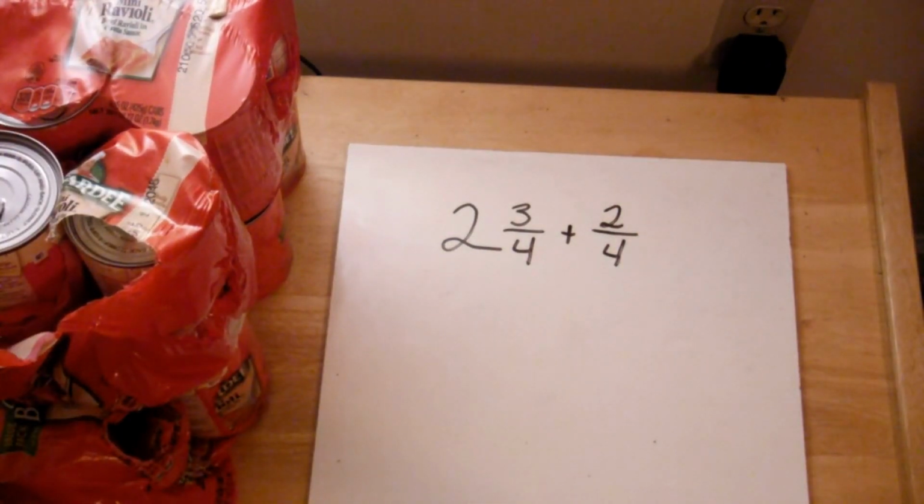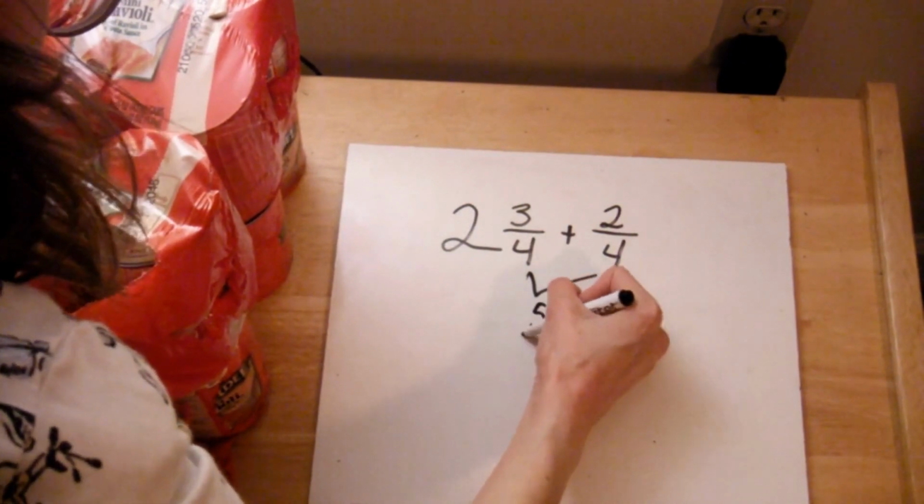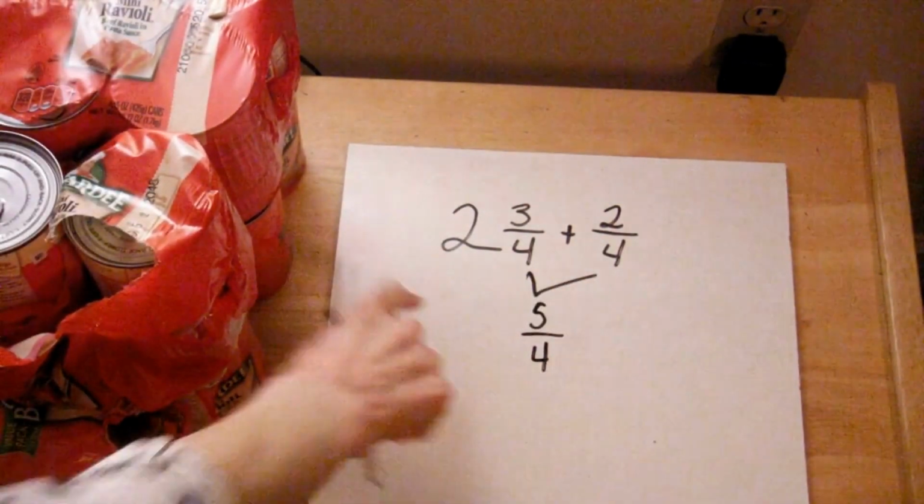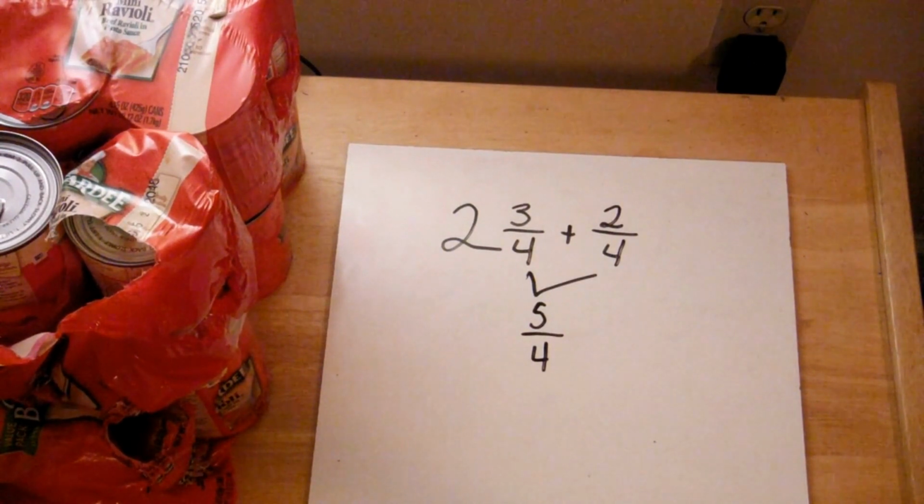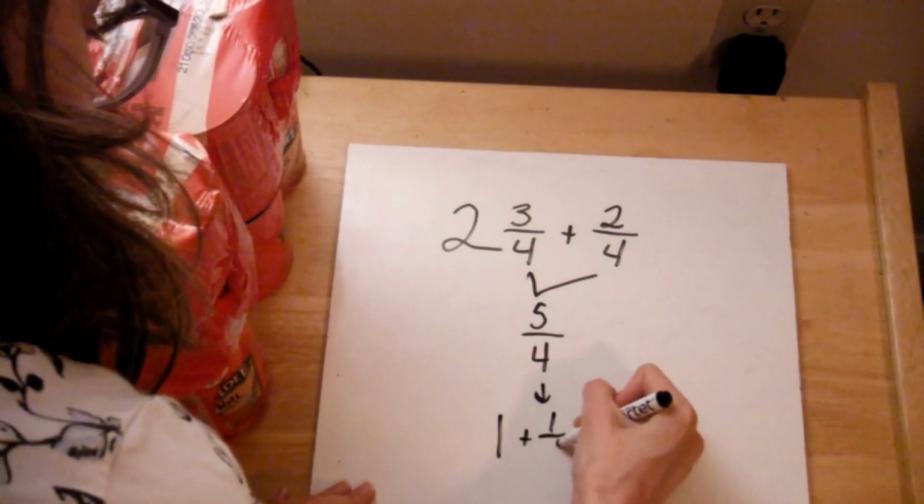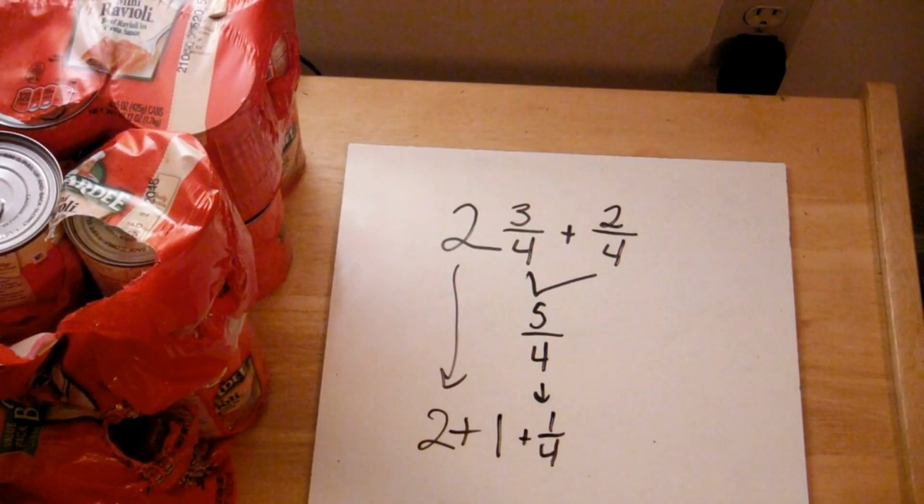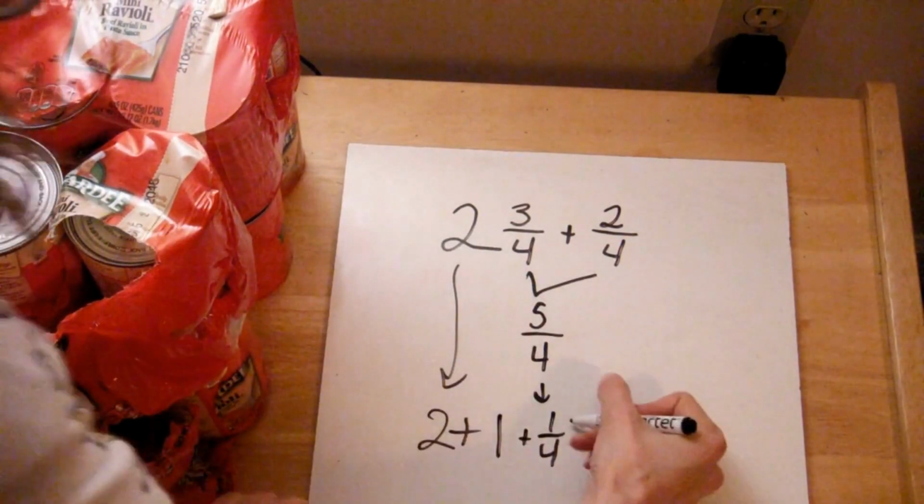What I suggest doing is adding your fractions first and then your whole numbers. That way, if your fractions end up equaling a whole, it's easier to carry it over into the whole numbers and add it in. Our 3/4 plus 2 fourths is 5 fourths. So we have 2 and 5 fourths, but 5 fourths is actually an improper fraction and can be changed into a mixed number. So it's actually going to be 1 whole and 1 fourth. So we have 1 whole and 1 fourth, and then we have to add our 2 in there. So 2 plus 1 and 1 fourth is actually equal to 3 and 1 fourth.